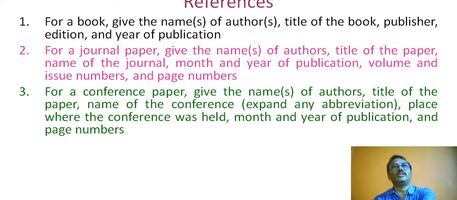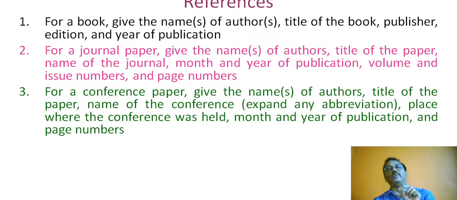References you have to mention. Strictly you have to follow this. For a book, give the name of the author, title of the book, publisher, edition and year of publication. For a journal, try to include volume number, issue number, and also page numbers. Similar is the case with a conference. Try to include the location. Try to expand the conference name; don't give it in abbreviated form. Month and year of publication should also be mentioned.